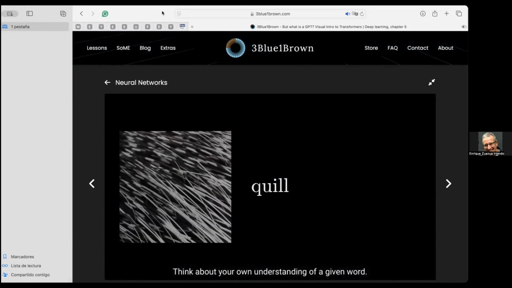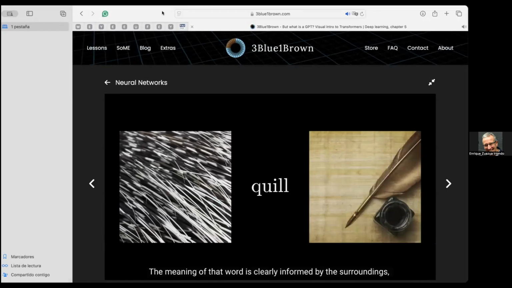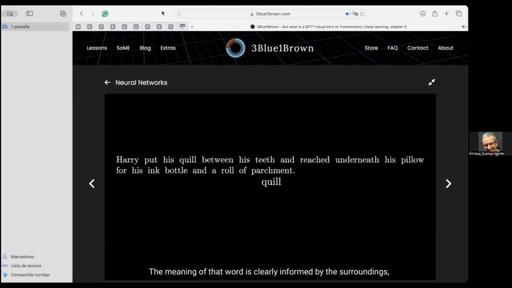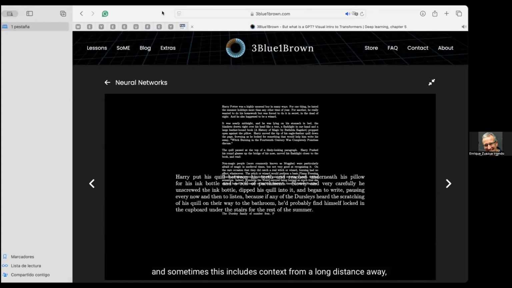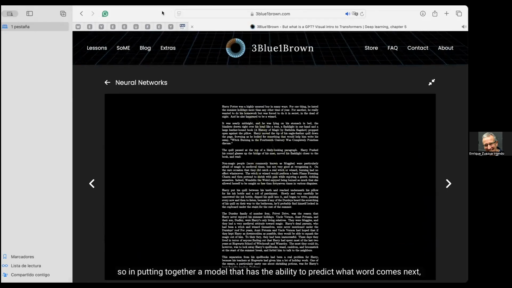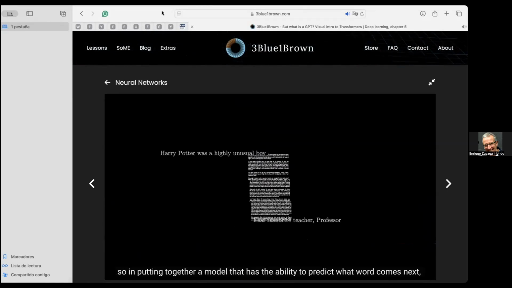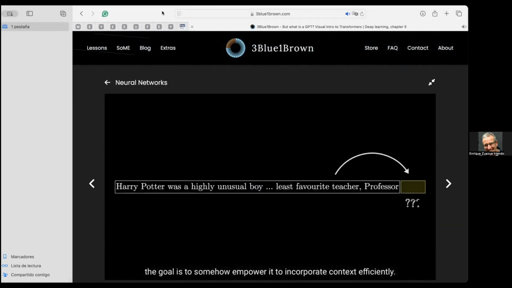Think about your own understanding of a given word. The meaning of that word is clearly informed by the surroundings, and sometimes this includes context from a long distance away. So in putting together a model that has the ability to predict what word comes next, the goal is to somehow empower it to incorporate context efficiently.